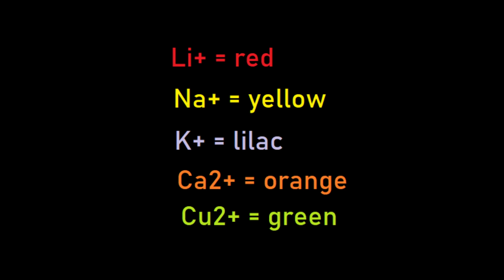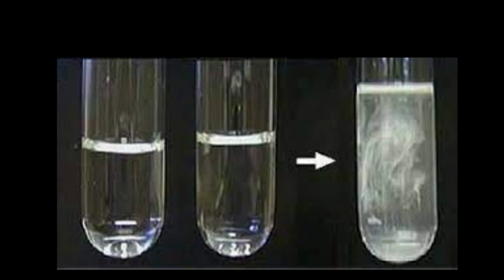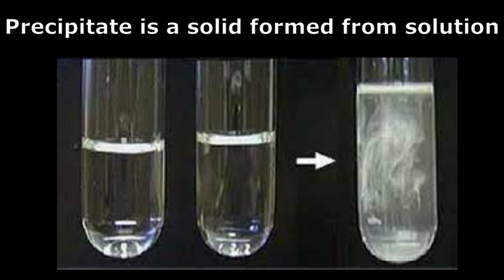Now remember that a precipitate is a solid formed from a solution. So you mix two chemicals together and it forms a solid. There are quite a lot of these to remember. Again, I find it easier if you break them down into groups. So the first group to have a look at is transition metals.